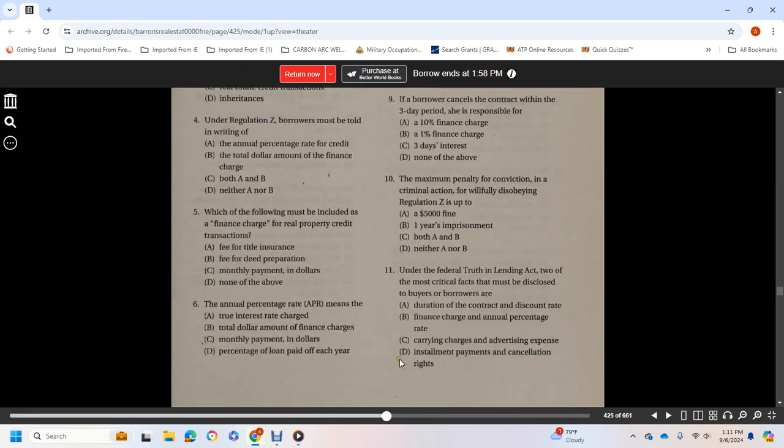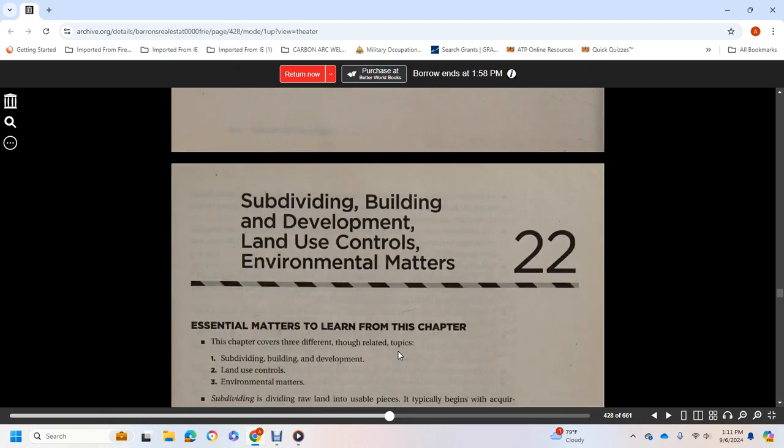And that was Chapter 21. Chapter 22: Subdividing, Building, Development, Land Use Control, Environmental Matters.